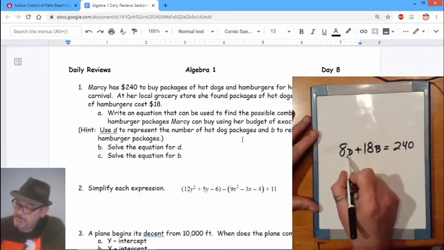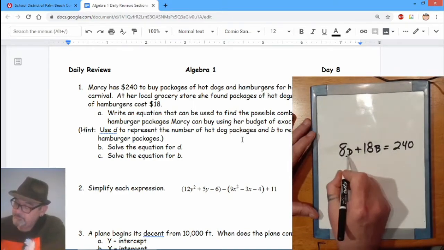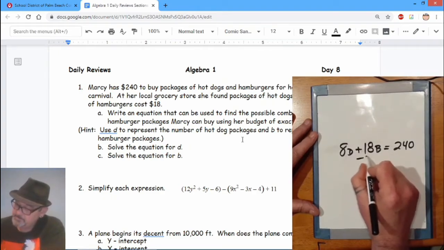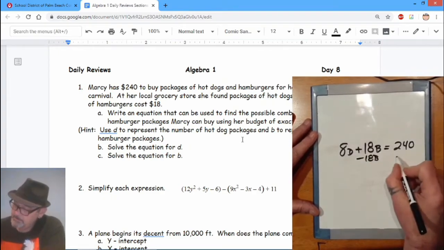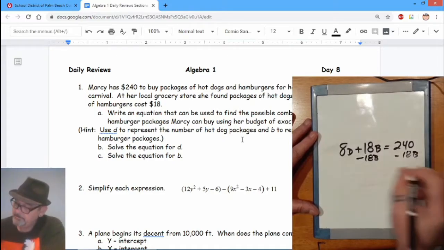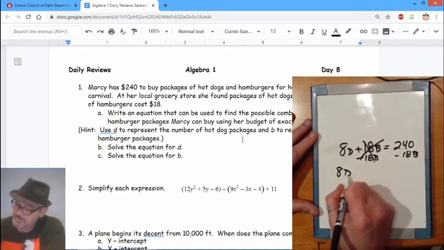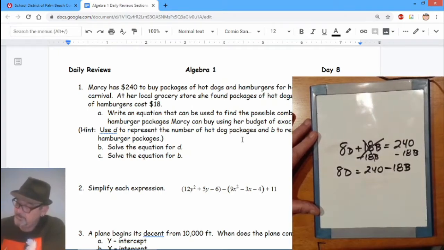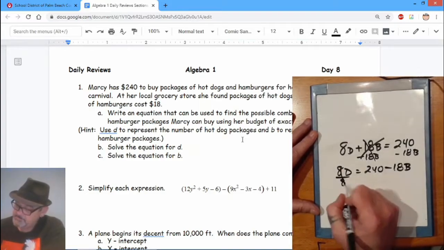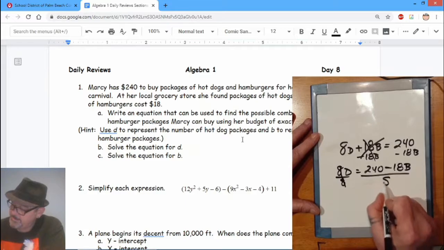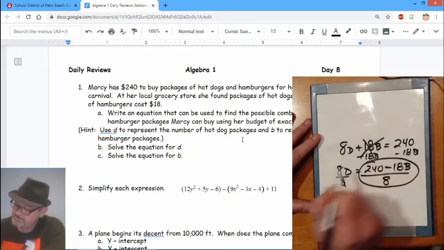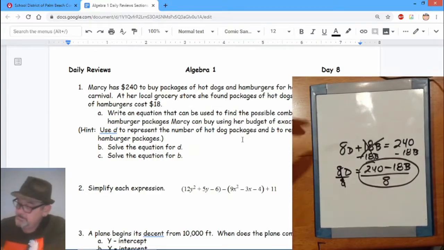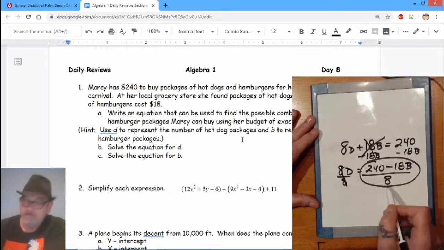Now, solve it for D. Well, here's D right here. Solve it for hot dogs. If I were to solve it for hot dogs, basically I just want to get D by itself. Pretty easy. We know how to do that. Subtract 18B here and subtract 18B over here. That cancels, and I'm left with 8D equals 240 minus 18B. How do I get D by itself? Divide by 8. Cancels out. Divide this by 8, and actually this would end up being your final answer. Without knowing how many packages she bought, we can't really do anything beyond that. So D equals (240 minus 18B) divided by 8.